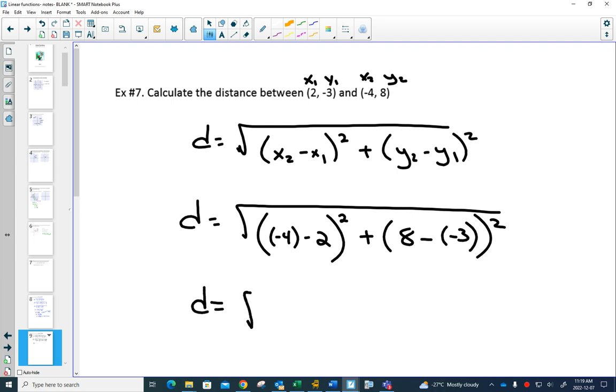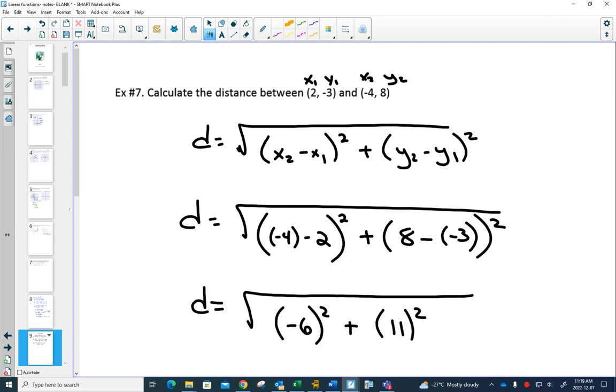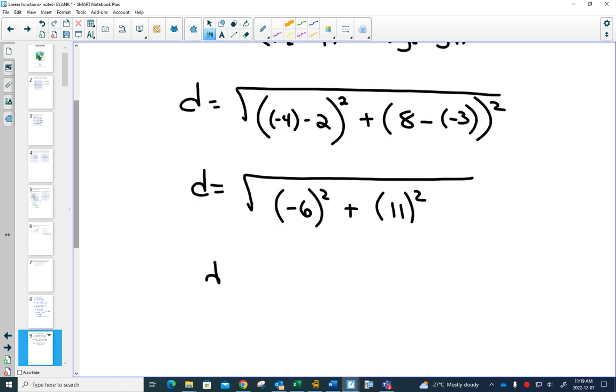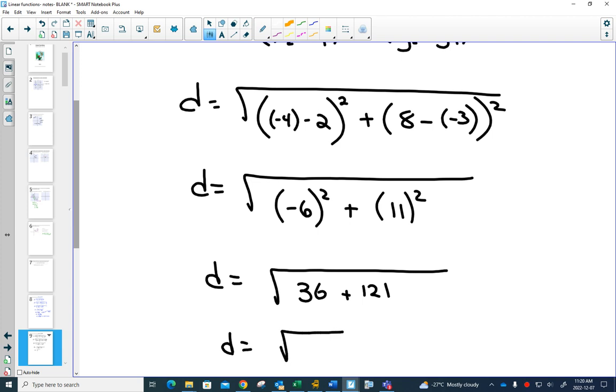Do your order of operations. So working with integers, really important that you've practiced this. -4 minus -2, or sorry, -4 minus 2, -6. 8 minus a -3, 11. What do you get when you do -6 squared? You get positive 36 or negative 36? Positive 36 plus 121, and you get the square root of 157.